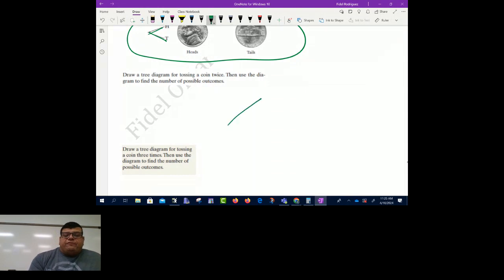So, look, y'all, the first time we flip a coin, that coin can either land as heads or tails. Now, if we land as heads and we flip it a second time, that coin can land as either heads or tails, right? Now, if we flip it the first time, y'all, and we land on tails and we flip it a second time, it can still be either heads or tails.